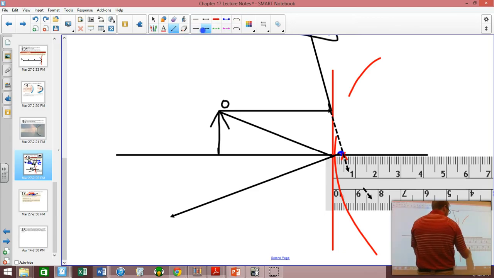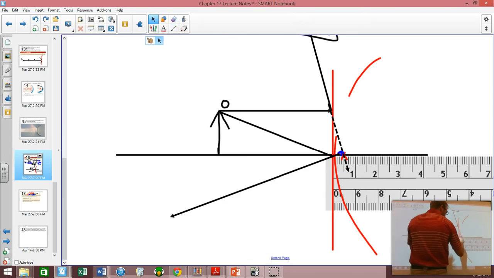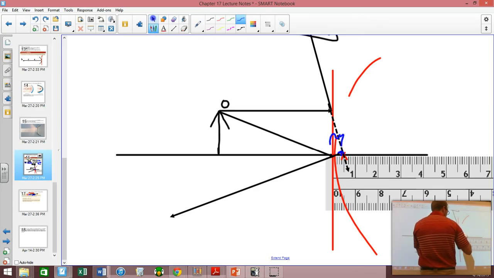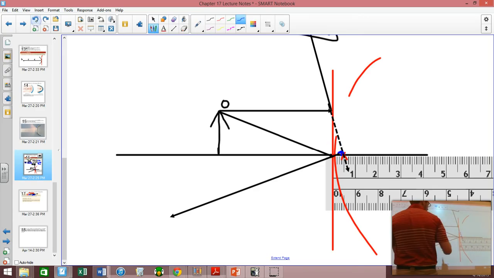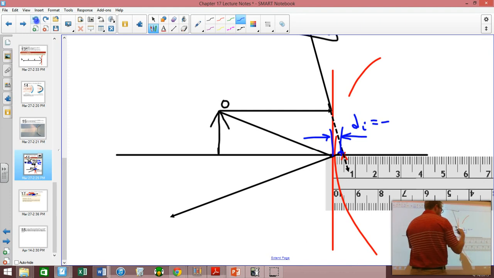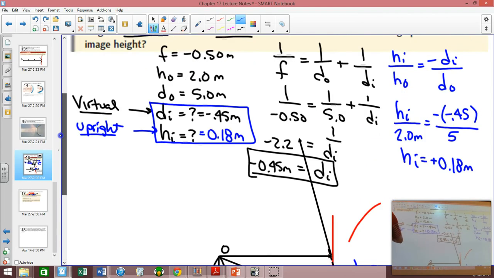If you look at it, it's 0.45. I mean, it's not quite. You see the image is a little bit shy of the 0.5, so I would say that the distance to my image, this distance from here to here, it's a negative because it's virtual, and it's almost a half, so I'd say it's right around this, which matches up pretty nicely to my distance.